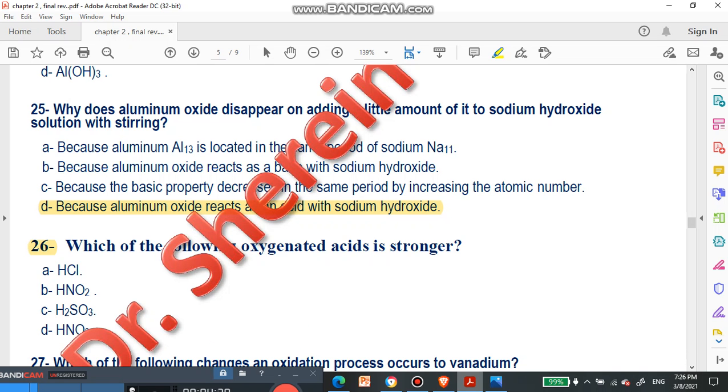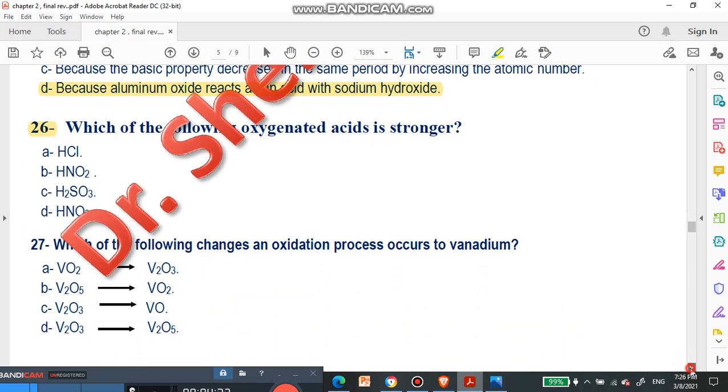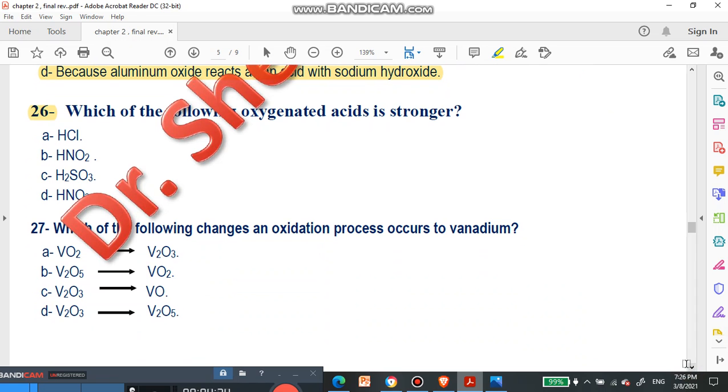Which of the following oxygenated acids is stronger? We said before that there are more oxygen atoms in that group. We have here H2SO3 and HNO3. This is the first point, and a small number of hydrogen atoms. So the last one, number D in our choices, HNO3, nitric acid, will be the right answer of this question.